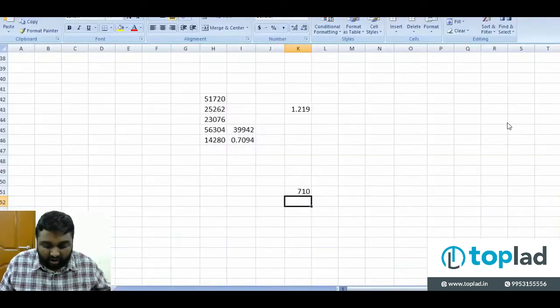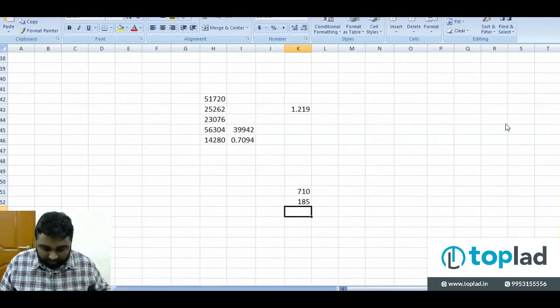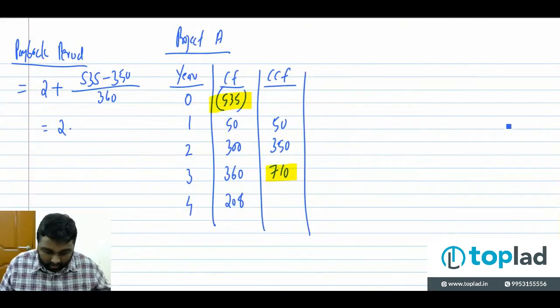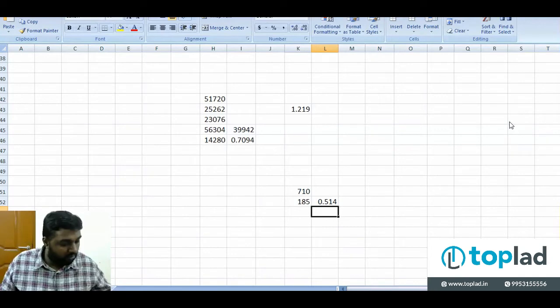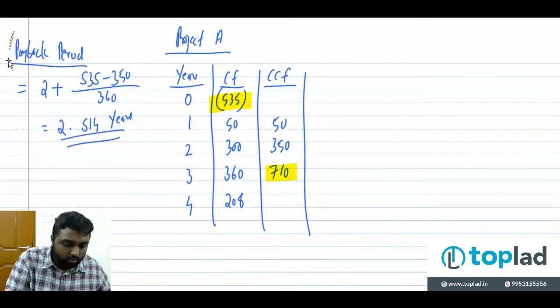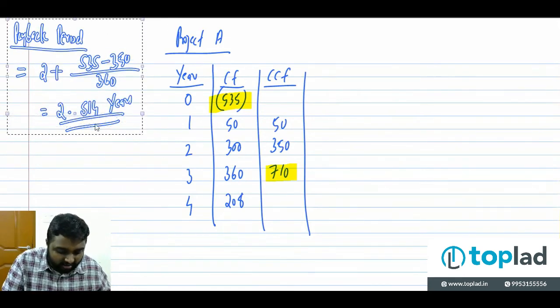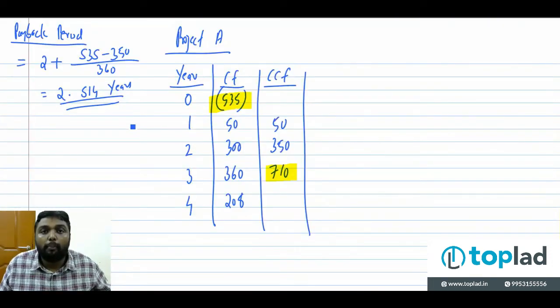2.535 minus 535 minus 350. 185 divided by 360. 0.514. So you will get 2.514 years. So how interestingly we have completed the payback.